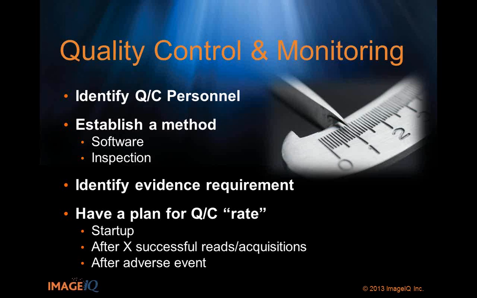So at startup, you need to do this. If the site can run X successful reads or acquisitions, whatever X is, 10, 5, 20, then you can turn down your monitoring rate. Just like here, we could have called that risk-based QC. If they have some kind of an adverse event, they ship you a bad image, they really blow the protocol or something, then you have a plan to turn up the QC rate.